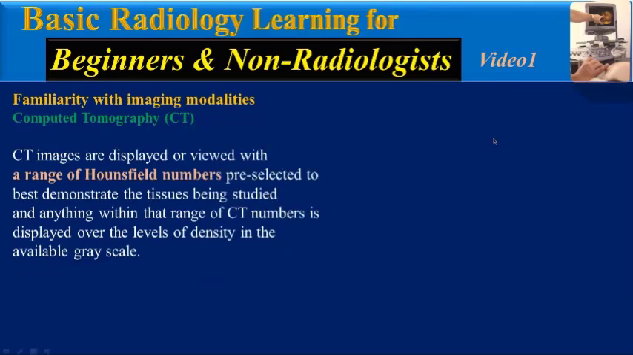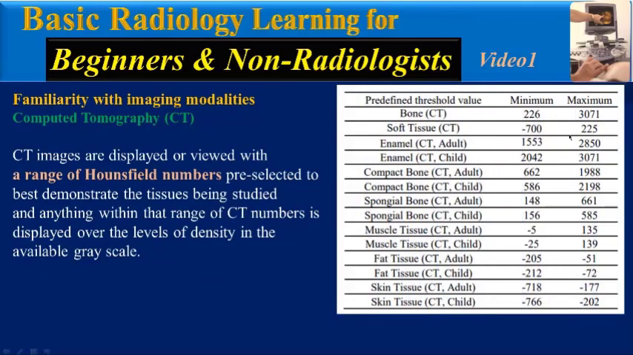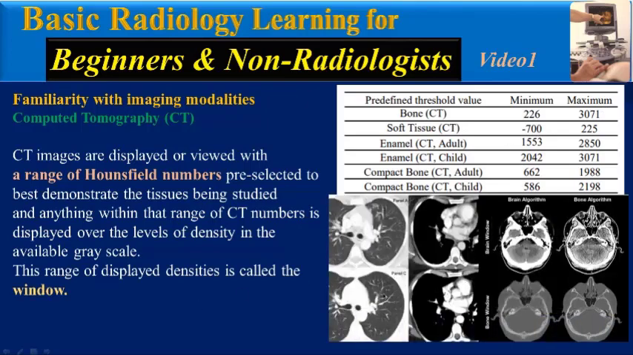CT images are displayed or viewed with a range of Hounsfield numbers pre-selected to best demonstrate the tissue being studied, and anything within the range of CT numbers is displayed over the levels of density in the available grayscale. This range of displayed density is called the window. As we can see in these images: pulmonary parenchyma window, mediastinal window, brain parenchyma window, and bone window.